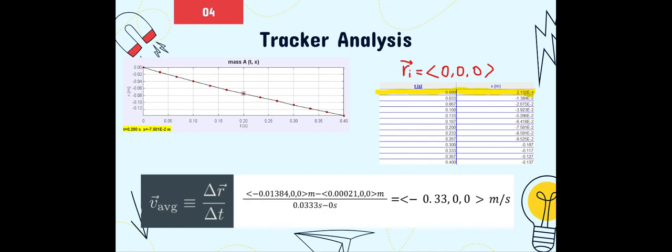So what did tracker give us? Tracker outputted a position versus time graph, which shows that the slope, or average velocity, is constant, which means that our average velocity can just be computed using the first two data points, which is negative 0.33 meters per second in the x direction. Our initial position can be found using the first position, which is 0, 0, 0, and our change in time is 0.0333 seconds.